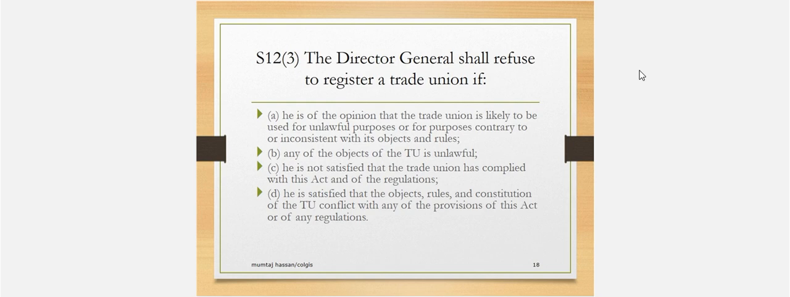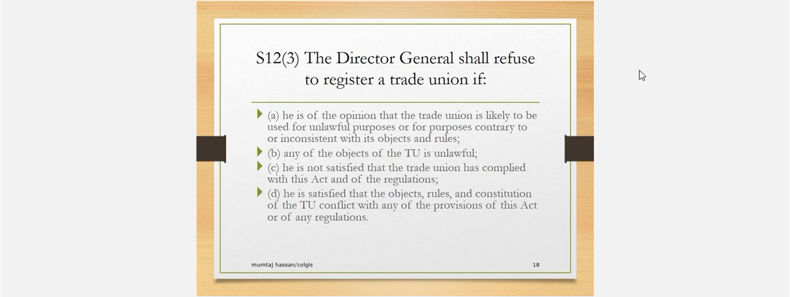Under subsection 3, there's more reason here. The Director General may refuse to register a trade union if he is of the opinion that the trade union is to be used for an unlawful purpose or contrary to or inconsistent with the object of the rules. Okay, so this is the Director General. He must give reasons also.